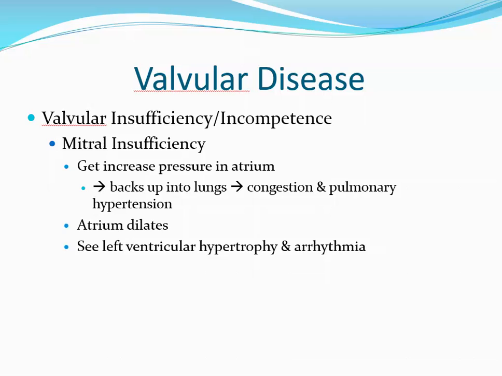You will see an increased pressure in the atria and over time blood will begin to back up into the lungs, resulting in congestion and pulmonary hypertension. The atria will also dilate after being chronically stretched, and they won't be able to eject blood properly. You will also see left ventricular hypertrophy. This is an attempt to increase the ejection fraction to maintain cardiac output.